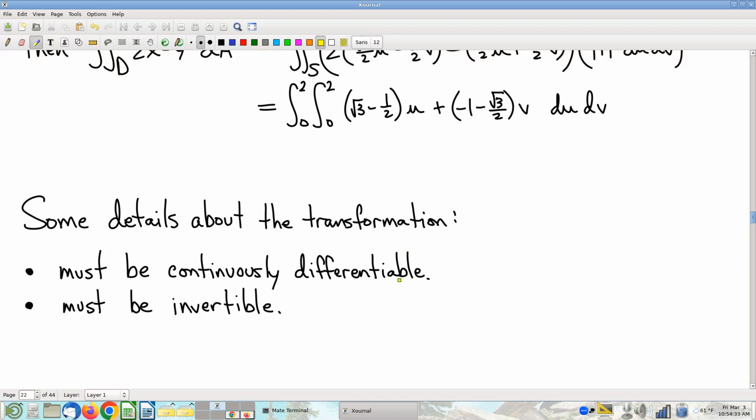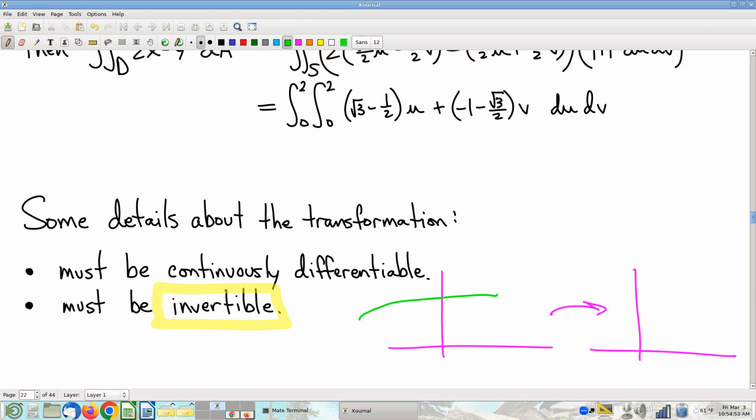You also need it to be invertible, and this is a sticky little wicket that comes up as follows. If you have a function that is not invertible, you could end up with the following. You could have a domain in the UV plane whose image in the XY plane, let's see if I can draw this now, might do something like this.